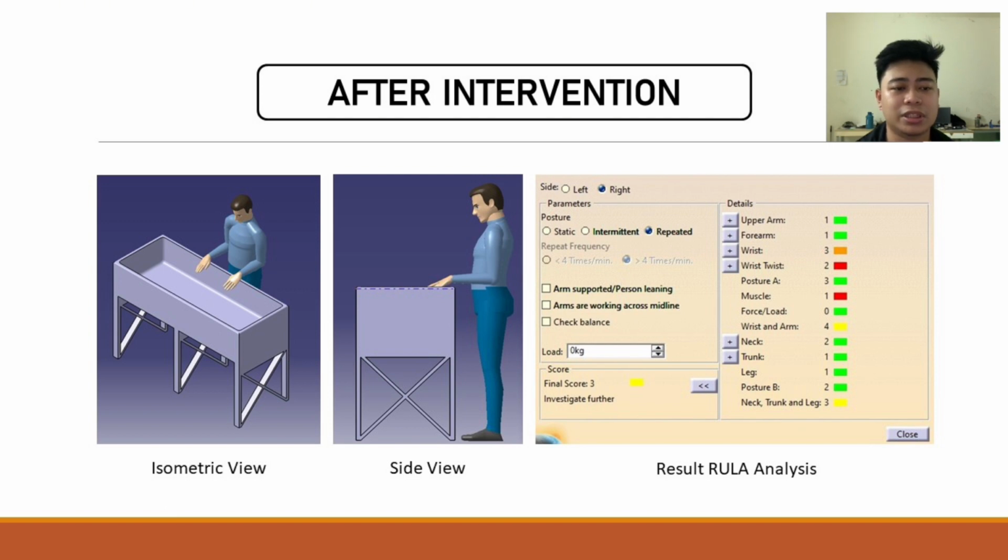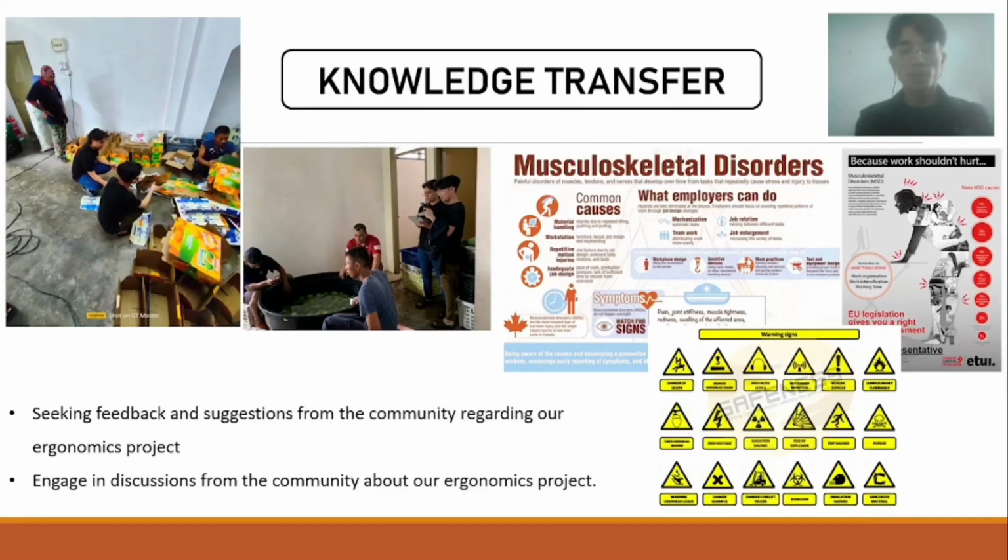The final score is 3, which is very low. So we get 3, and that is a reduction of 4 from the previous score. After implementing our problem-solving solution, we recommended to the worker the implementation of a washed fruit table to provide a comfortable angle for the worker's lower back and neck.